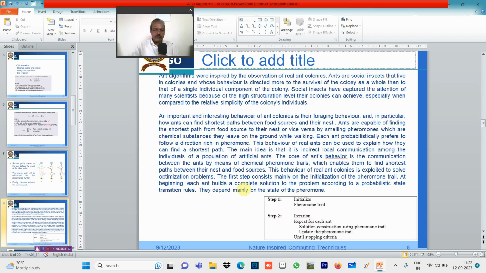Fine. Now these ant algorithms were inspired by the observation of real ant colonies.